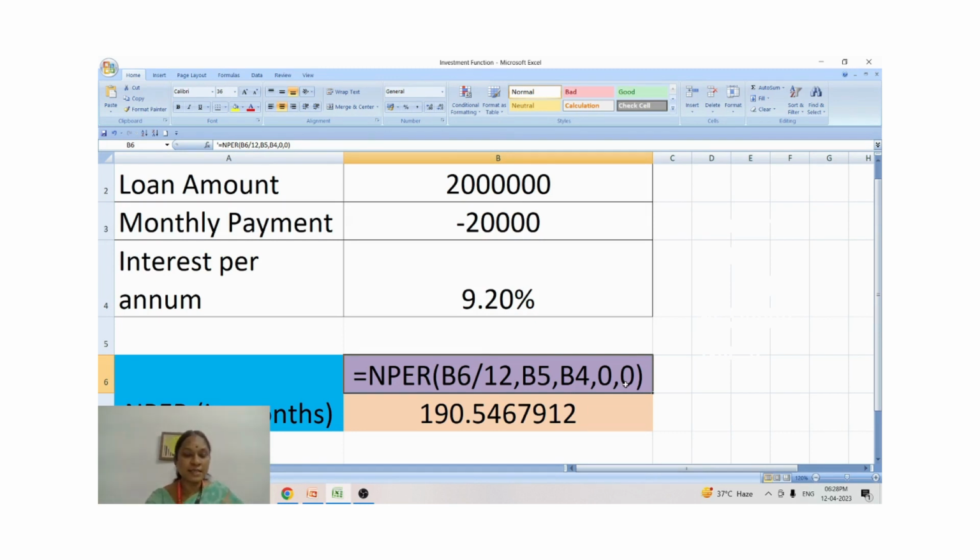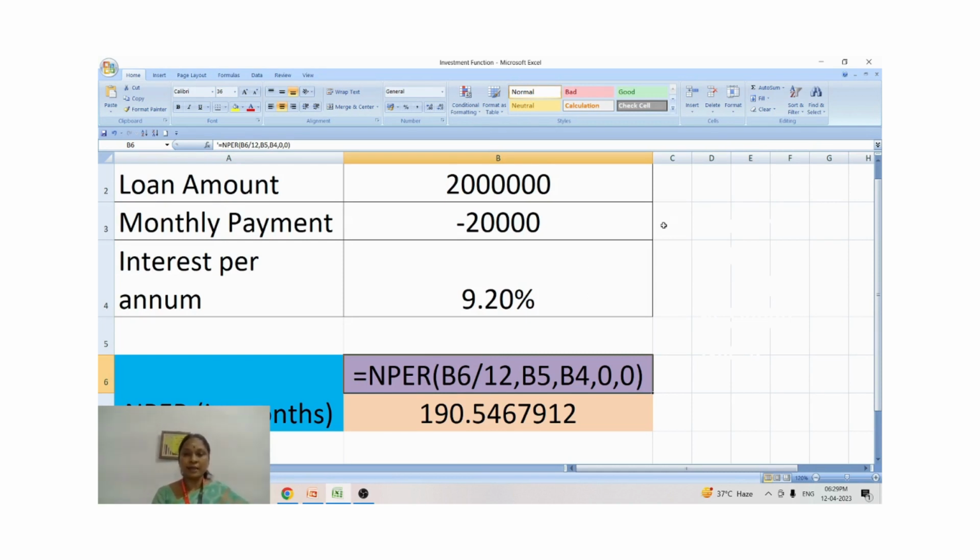Then we have to mention the payment type, which is optional, and we can omit it also. If we are making our payment at the beginning of every month, then we can give it as 1, or else we can give it as 0. If we apply this formula, we get the answer in terms of months.